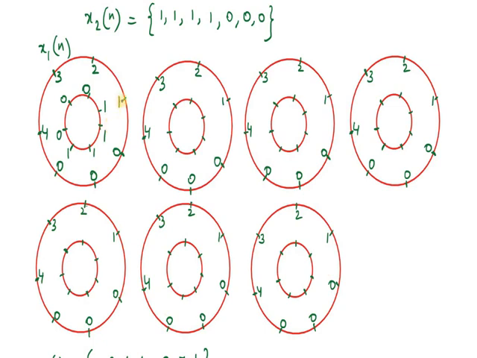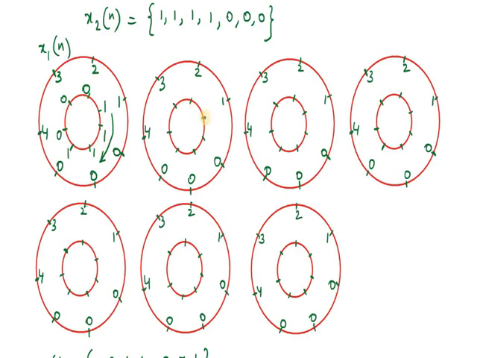And then coming to x2 of n. x2 of n also should start from the same position as x1 of n. So start from here, we have 1 1 1 1, but this is to be positioned in the clockwise direction. Sorry, this is the clockwise direction: 1 1 1 1 0 0 0.